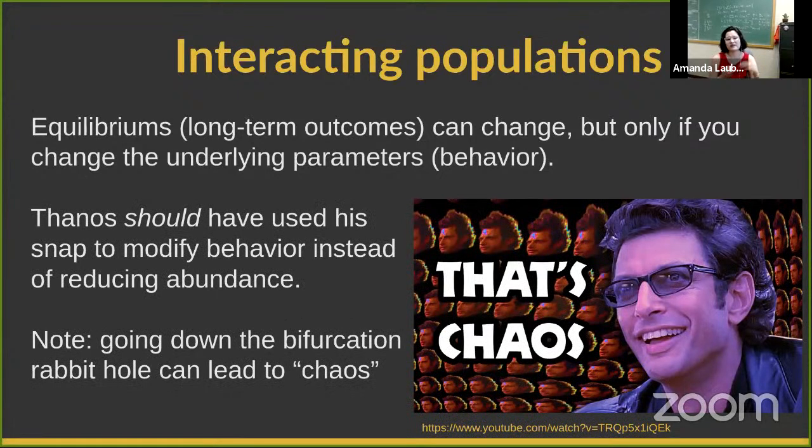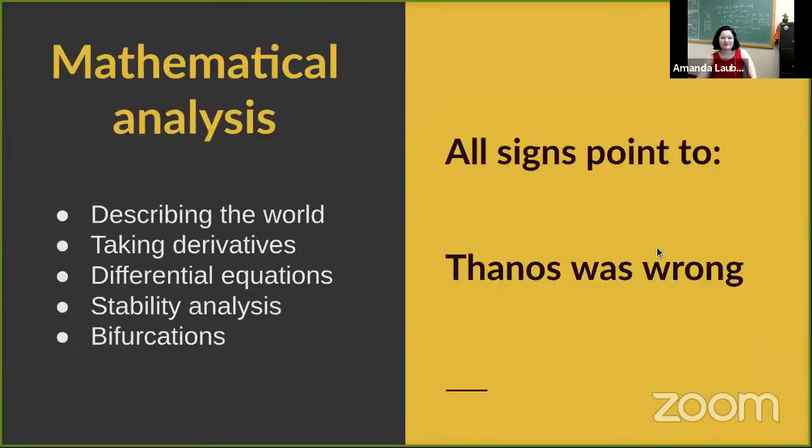But if you go down the bifurcation rabbit hole further, that leads to that popularized idea of chaos. There was that guy in Jurassic Park, he was a chaos theorist. Chaos is the study of really weird behaviors that come from this idea of changing underlying values to drive outcomes. So if that's something that's cool to you, look forward to that in the future.